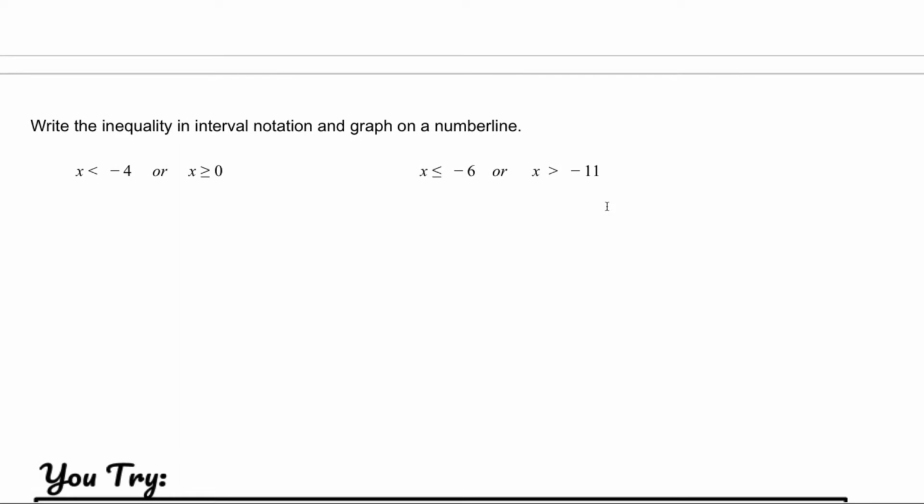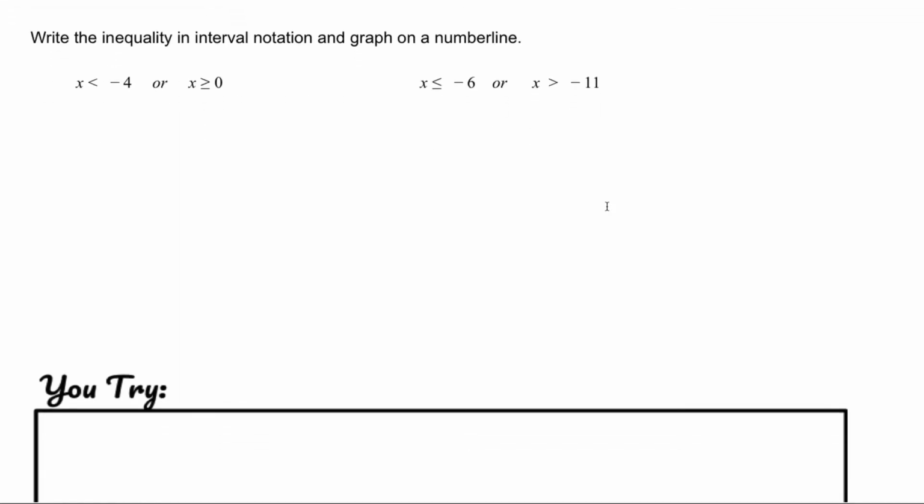Now we're going to look at some inequalities where we're using the word or. So here, solutions need to be less than -4 or greater than 0. They don't need to be true at the same time. Or means one or the other.